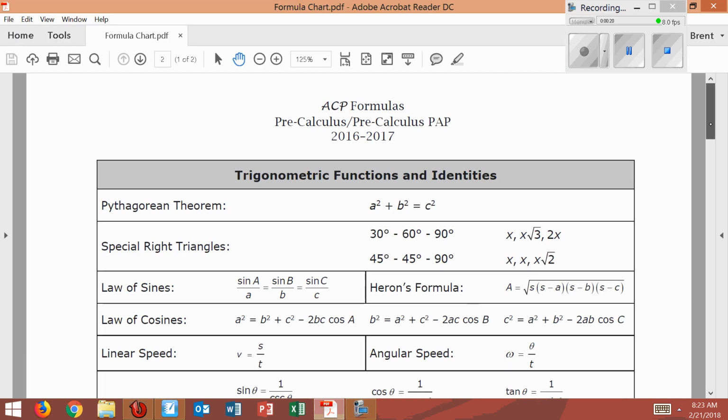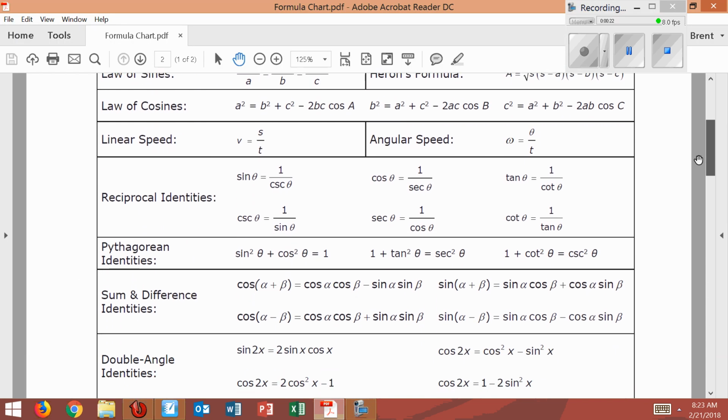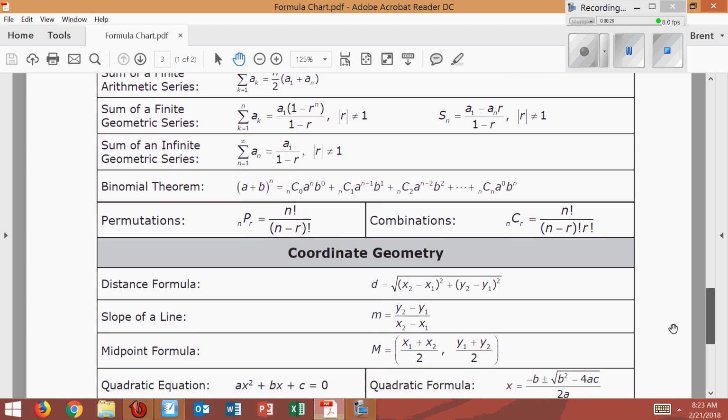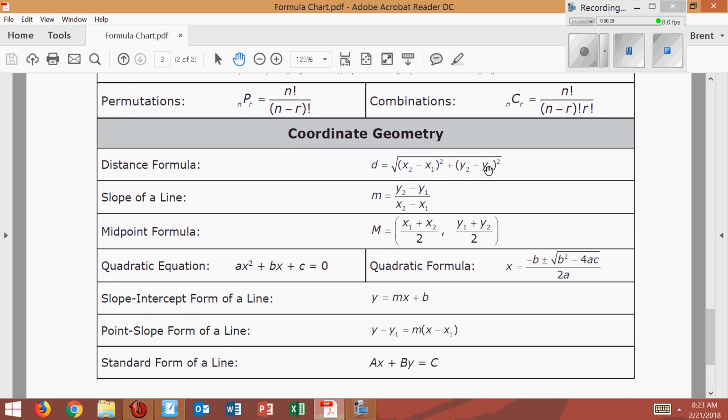Now this happens to be on our formula chart. If we look at the formula chart, this is the front page that we use all the time for trigonometry. If you go to the back page, you will see it down here under coordinate geometry. Here's the distance formula, which is the same thing as the magnitude formula. That's what the magnitude is. It's the distance of a hypotenuse. So that's your formula right there.